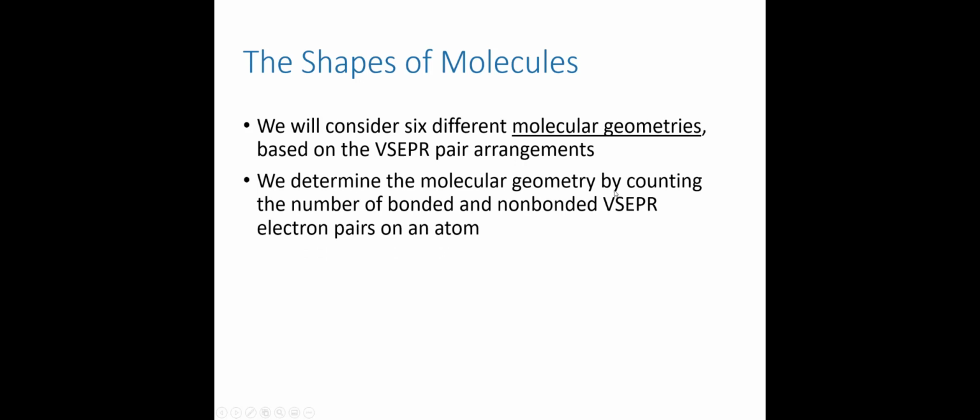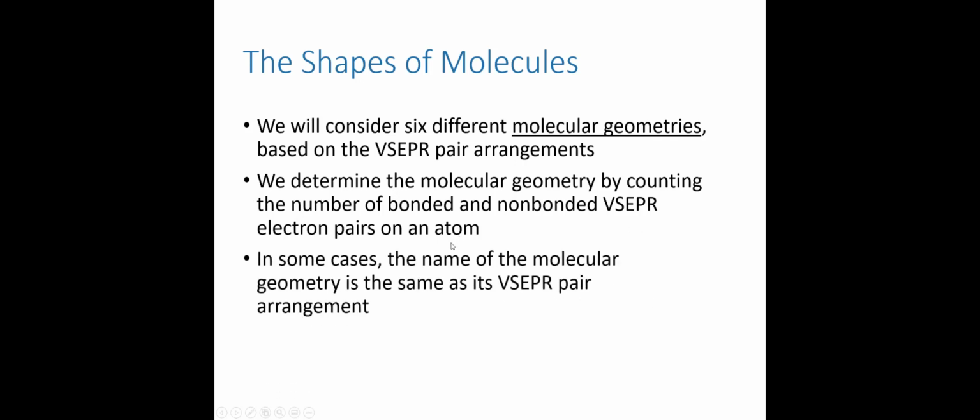So we determine these by counting 2 numbers, the number of bonded electron pair groups and the number of non-bonded electron pair groups on the central atom. If a molecule has more than 1 central atom, then each of those central atoms gets its own molecular geometries. For right now, let's only focus on cases where there is only 1 central atom. And in several of these cases, the molecular geometry's name is the same as the valence shell electron pair repulsion name. That's going to be the case whenever the molecule is only going to have bonded groups and no non-bonding groups.